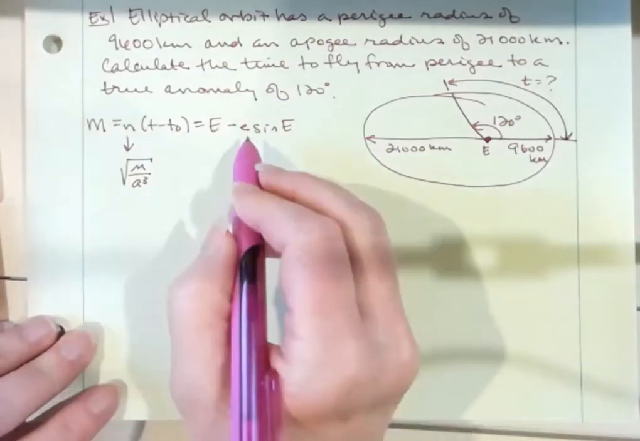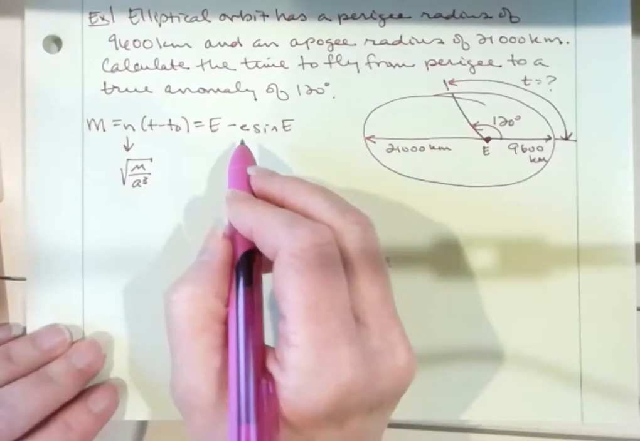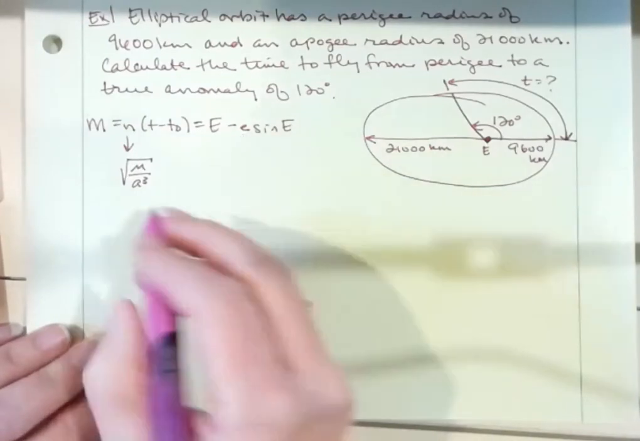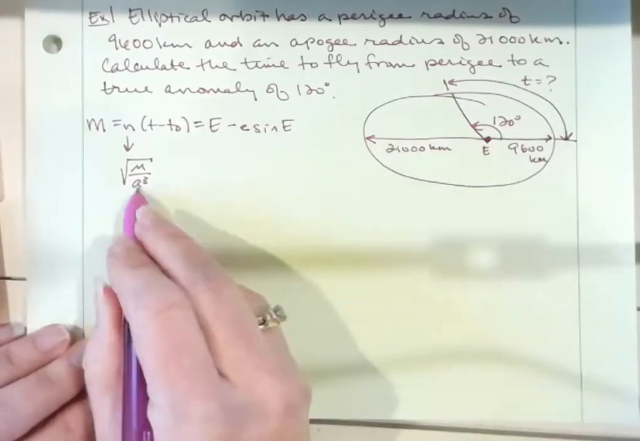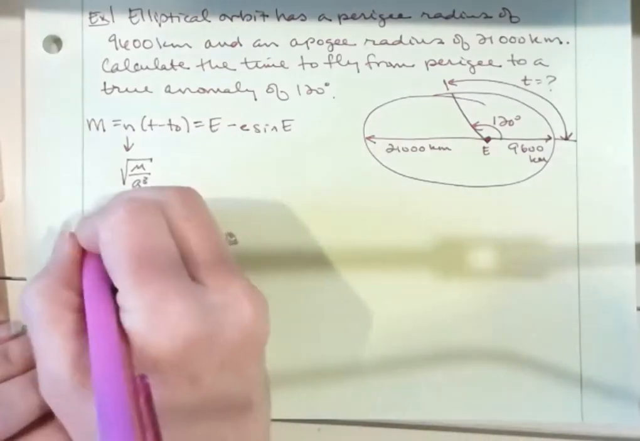And we also need to find this eccentricity. So let's look for that. Okay. And we need to find A, so we can find N. So let's get those two things.